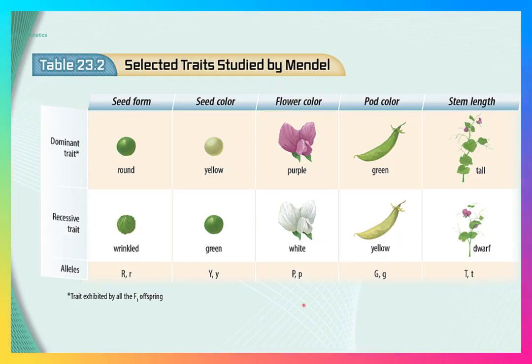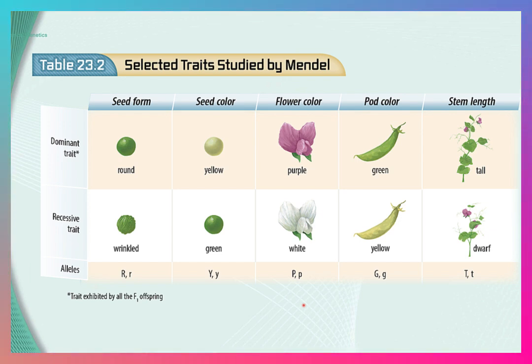So here are some selected traits that Gregor Mendel used in his pea plants. And the top row are the dominant traits. So you can have round or wrinkled seeds. And so if it's round, that's the dominant trait, and it turned out wrinkled was the recessive trait. The seed color is yellow versus green. Again, yellow is the dominant trait. Purple flowers versus white flowers. The purple flowers were dominant. The pod color, green versus yellow. Green was the dominant. And then lastly, the stem length. Tall was dominant. Dwarf was recessive.